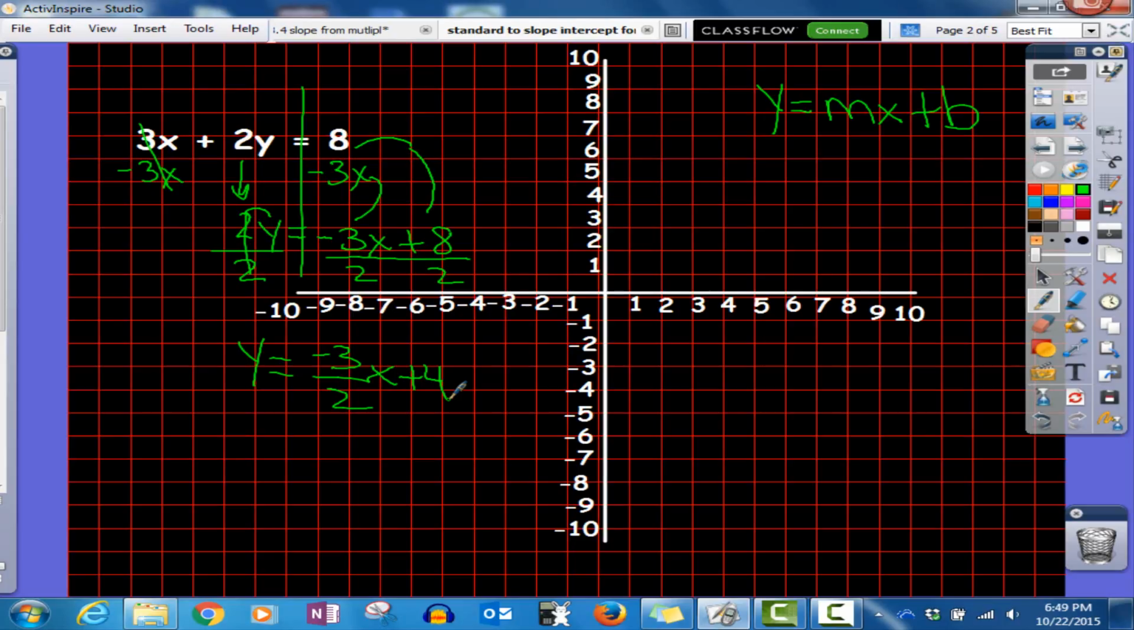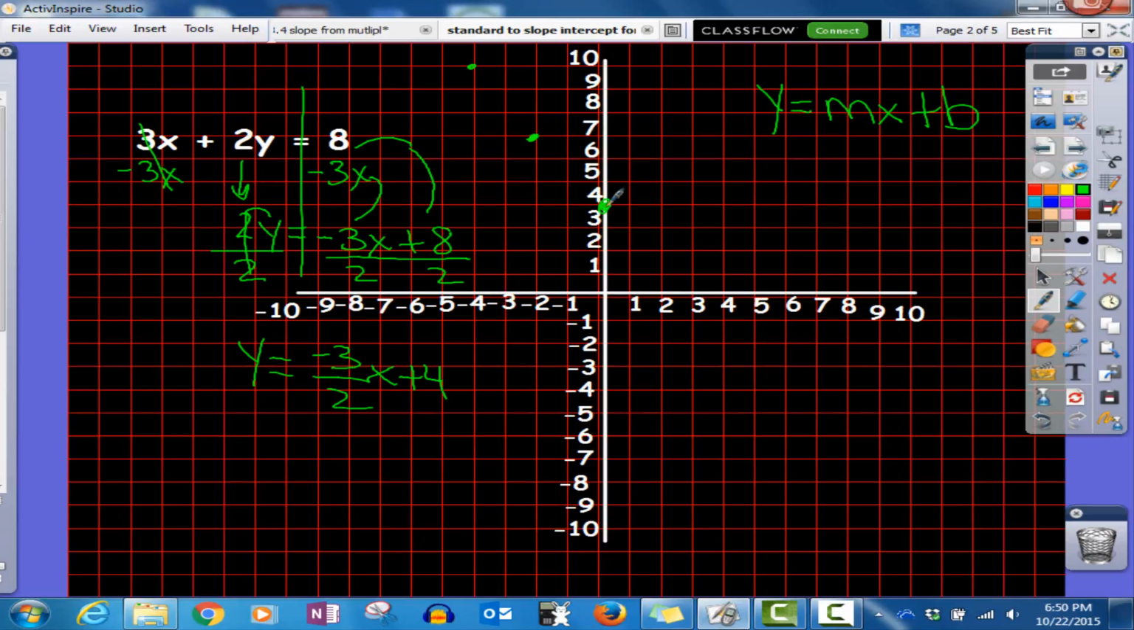So I start, just like the last lesson, at my y-intercept. So I'm going to go to my positive 4, and I'm going to plot it. Now, from here, I remember I want to rise and run. I want to go up and down first, vertically. So I'm going to go up 3. So that's a positive movement. And then I'm going to run 2, and that needs to be negative. So just like that. And then I can go up 3 again and over 2.